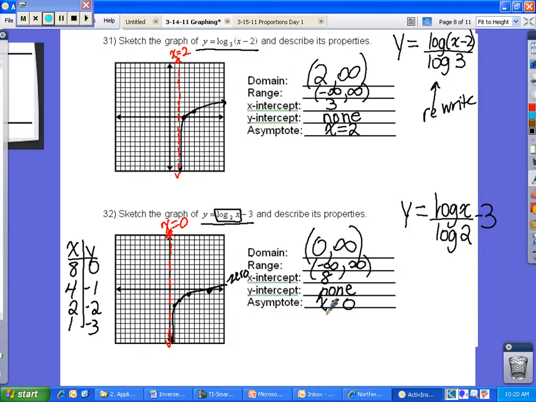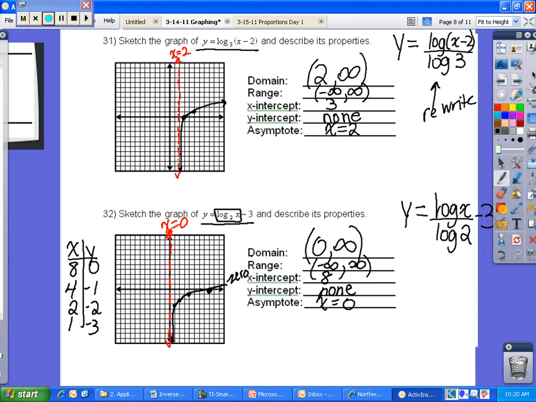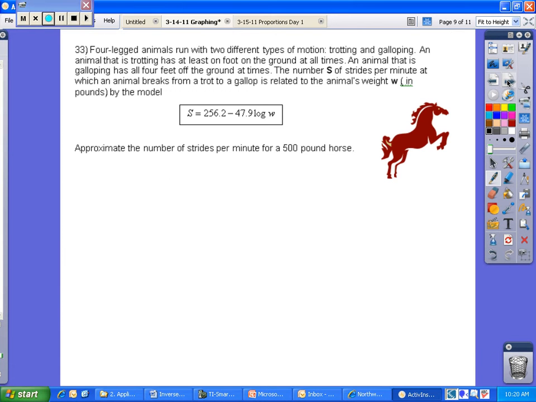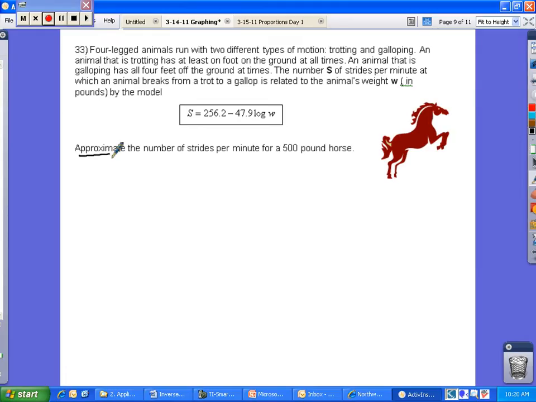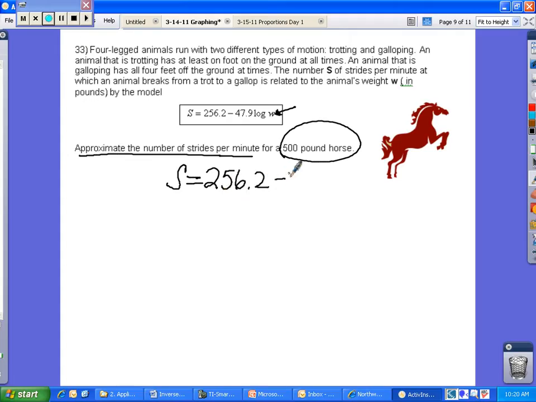All right, word problems. For your word problems, a lot of these are just plugging in. There's really no solving for these. In this case, we're going to approximate the number of strides per minute. And again, we are looking for a 500-pound horse. So if W is our weight, we're going to plug in the pounds for weight and then evaluate. So S equals 256.2 minus 47.9 log of 500. And we're going to plug that in exactly how it looks.